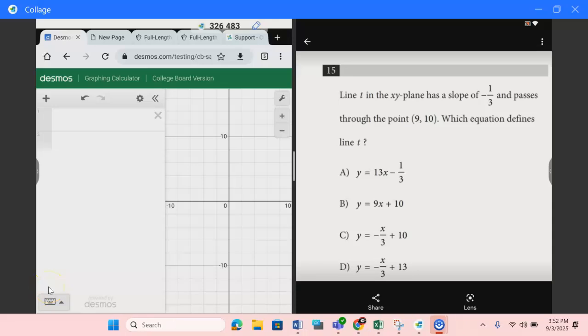All right, I have an SAT College Board made question. I didn't make these questions, College Board did. It says here, line T in the XY plane has a slope of -1/3 and passes through the point (9, 10). Which equation defines line T?